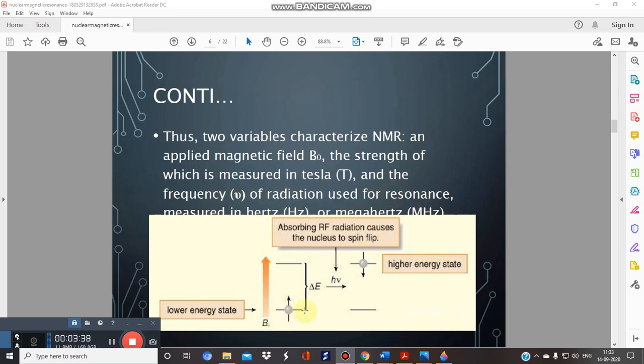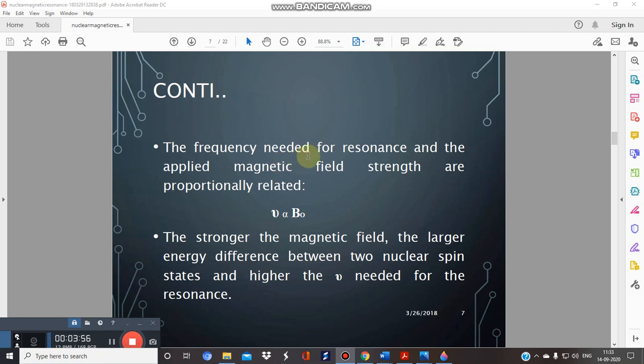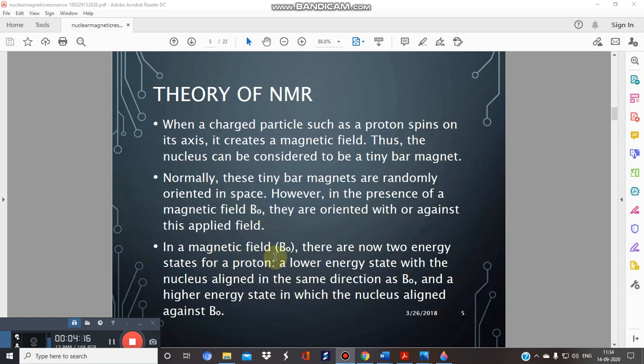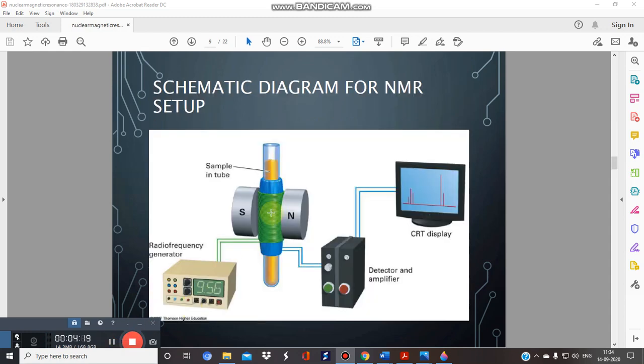So what happens? Suppose this is your nucleus. This is a lower energy state, and it will go to the higher energy state after absorbing RF radiation, which causes the nucleus to spin, or flip. So it is the frequency needed for resonance, and the applied magnetic field, that are proportionally related by a formula: V is directly proportional to B naught. V is the frequency, and B naught is the magnetic field that we have applied.